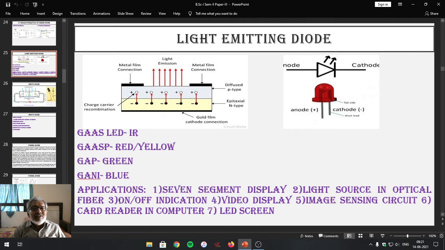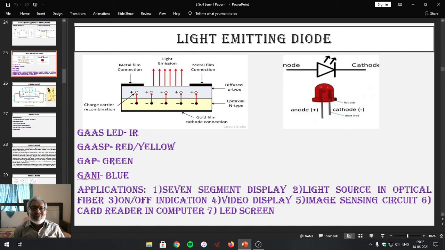Friends, these LEDs are used for different purposes, and that's what we call the applications of the LED. LED is used in a 7-segment display. It may be used in a calculator, or it can be used for display purposes. That is known as a 7-segment display. Second, it is used as a light source in optical fiber communication. Student friends, you might have heard the name optical fiber. In optical fiber, the LED acts as a light source from which the light is emitted.